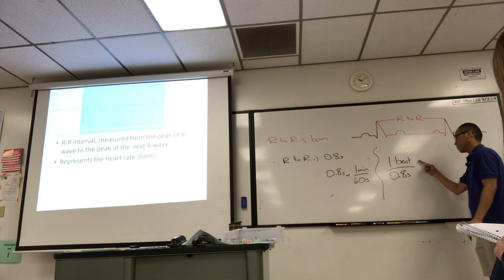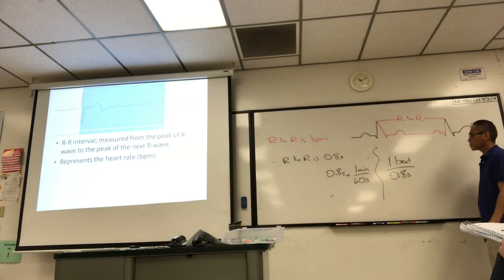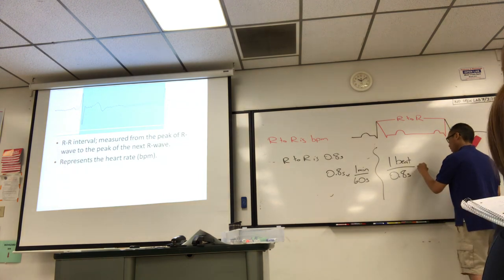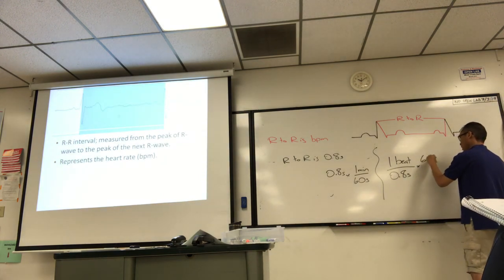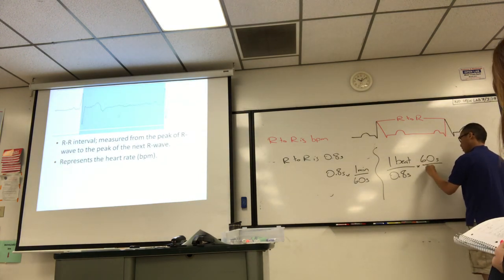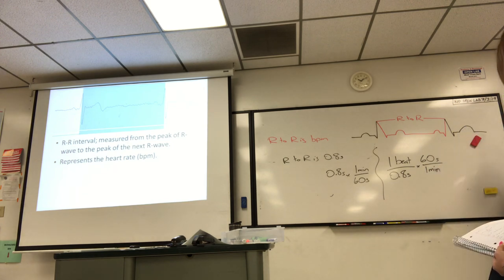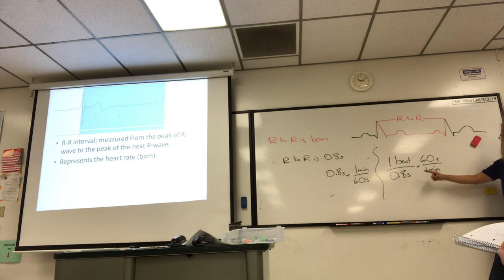if one heartbeat takes 0.8 seconds, I'm sure I'll get this right. Hard to think on your feet when you're in front of a class. But anyways, I'm trying to get the right units, beats per minute. So what happens if you divide 60 divided by 0.8? Do you see what I'm doing? Yes. Some yes, some no.